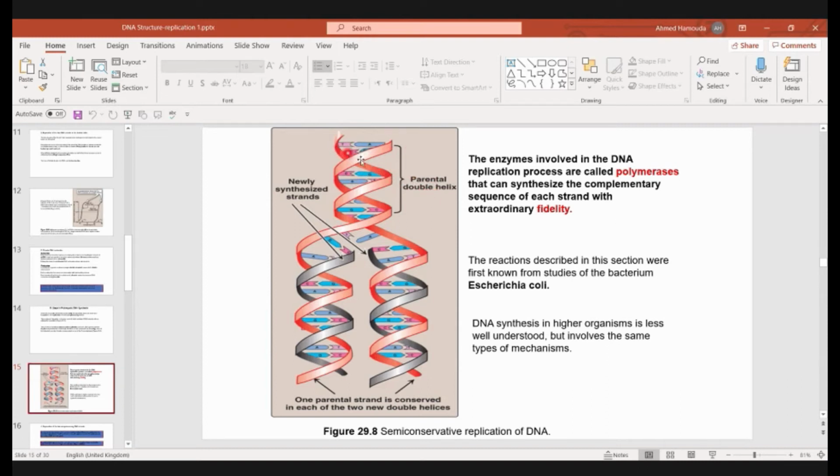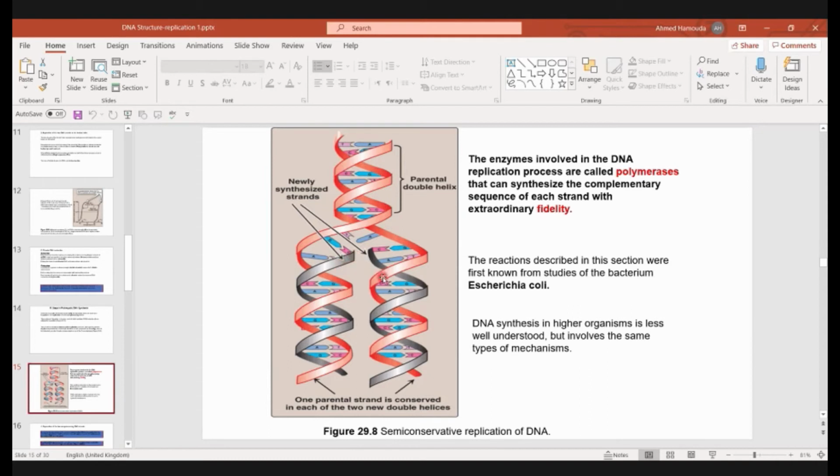If you take one strand, as you can see here, it duplicates and gives another gray strand. This is the newly synthesized strand. The other strand as well gives you a newly synthesized strand. So basically, one single parent strand gives another newly synthesized strand.